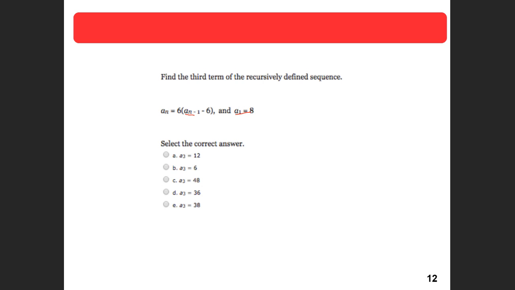I'm going to let you guys work a little bit, see if you get the correct answer. So the third term there is what? And remember, with a recursive formula, you have to find the first term, then the second term, and then the third term. That's the one thing about recursive: you have to find each of the ones previous to it.